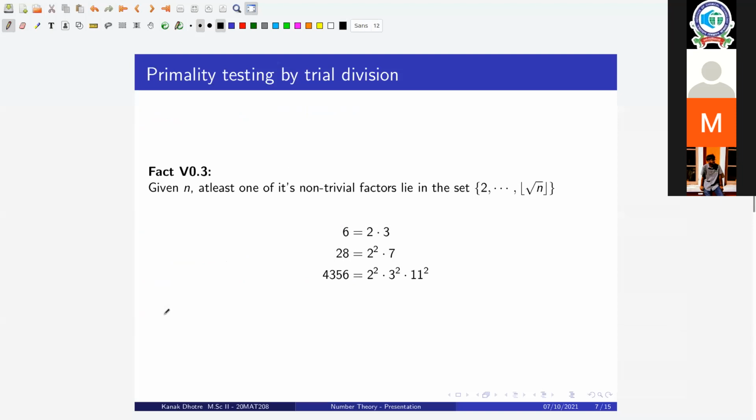If you want to talk in terms of time complexity, we started with O of n, went to O of n by 2, and now it's straight O of square root of n. So we've reduced it quite a lot.